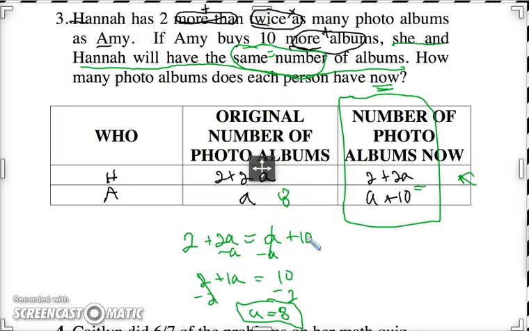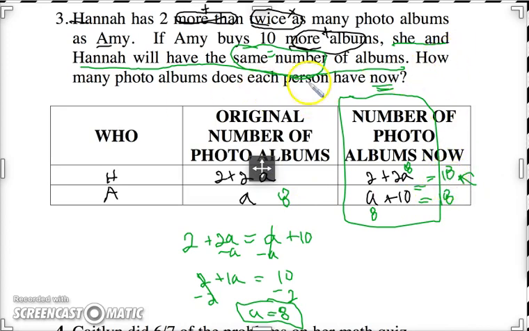Okay? But now I want to know how many albums each person had. So I'm going to say, well, if A is 8, then if I plug an 8 here, what's 8 plus 10? Of course, that's going to be 18. If I plug 8 here, what's 2 times 8? 16. 16 plus 2 is 18. So that tells me it checks out that when A is 8 albums, both of them equal 18.